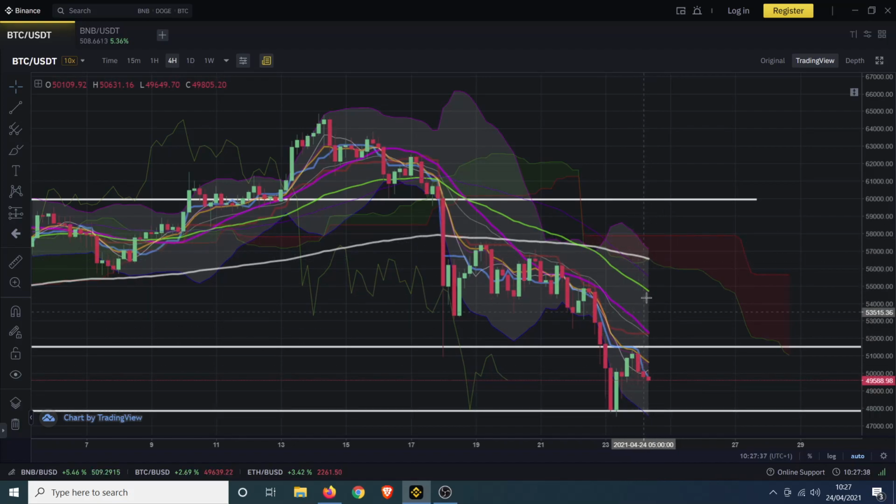We want to see the complete opposite of this. We don't want the 200, the 50, the 20, the 10 like this. We literally want them the opposite way around. But we don't, and unfortunately, they're going steeper and steeper every 4 hours that goes by, which isn't a good sign. However, uptrends and downtrends don't last forever.